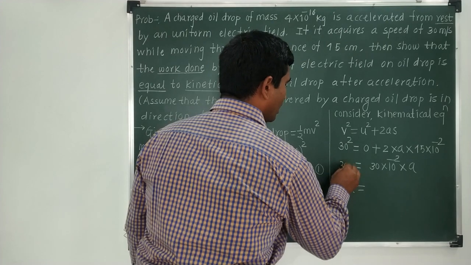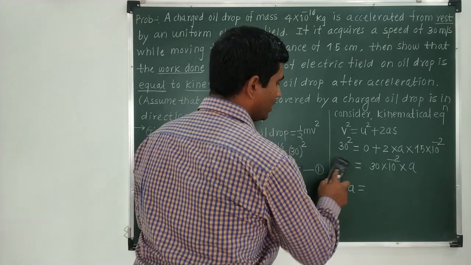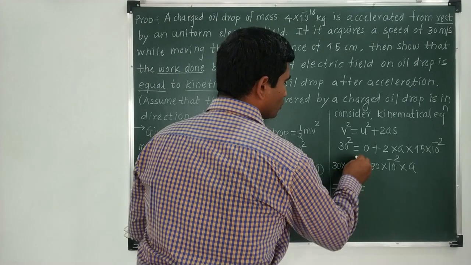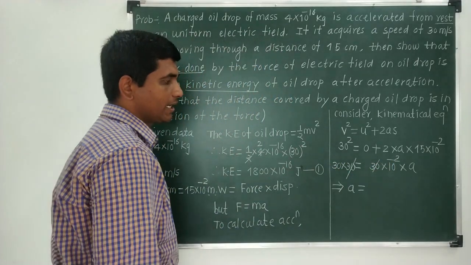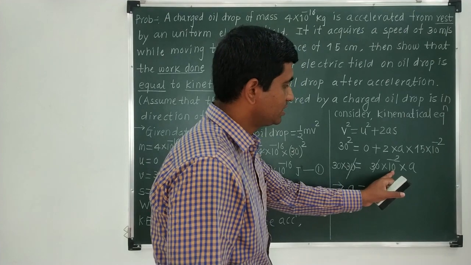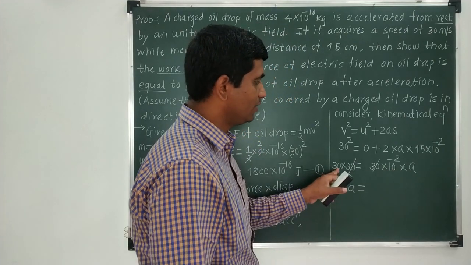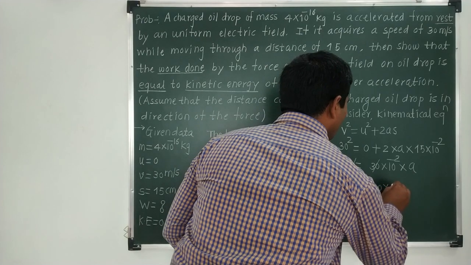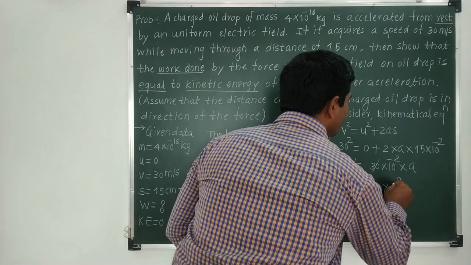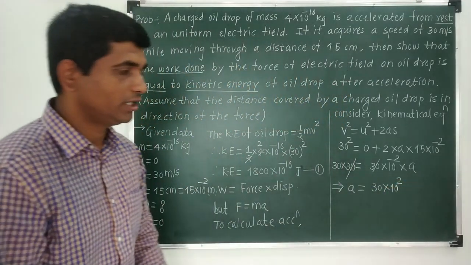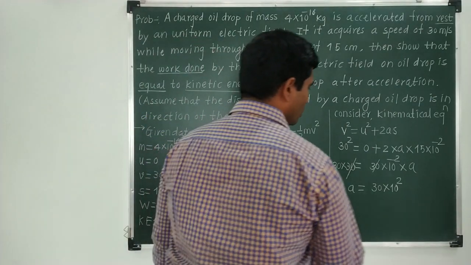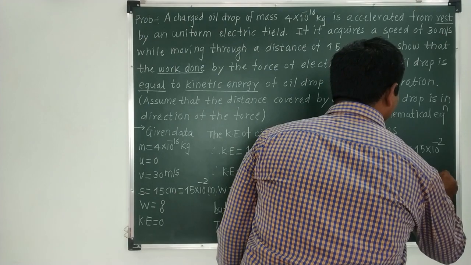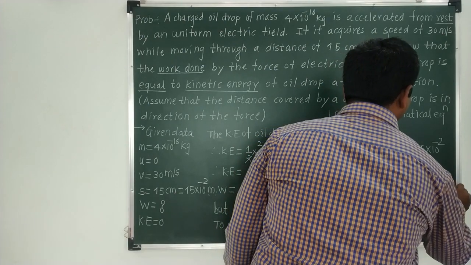If you write 30 square like this, 30 into 30, this 30 and this 30 will get cancelled, and if you transfer this 10 raised to minus 2 to this side, it will become 10 raised to plus 2. So this will be 30 into 10 raised to plus 2. So your acceleration is actually 3 into 10 raised to 3 meters per second square.